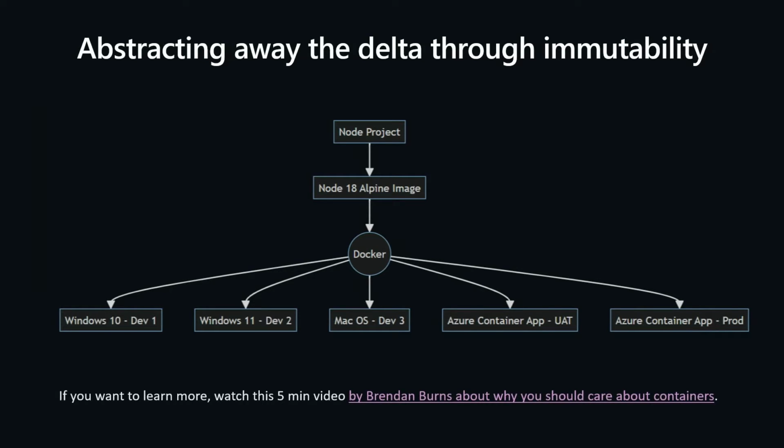So continuing the example right here, here's how this team would look at it. We have a Node project that runs on a Node Alpine image, and Docker helps us deliver the same experience regardless if you're local, you're remote, you're on Mac, Windows, Linux, or maybe even something else.